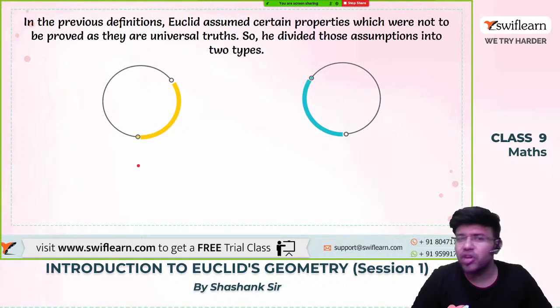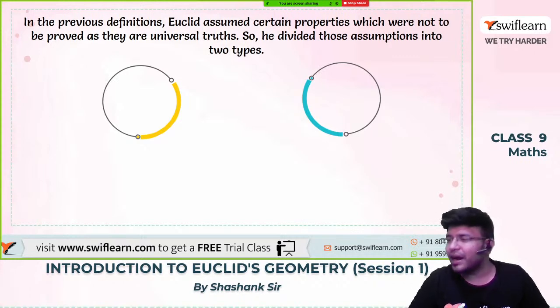Now, in the previous definitions, Euclid assumed certain properties which were not to be proved as they were universal truths. Whatever Euclid defined, it didn't require any proof as they were universal truths. So he divided these assumptions into two types: one as axioms, one as postulates.